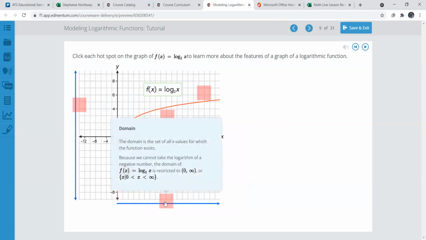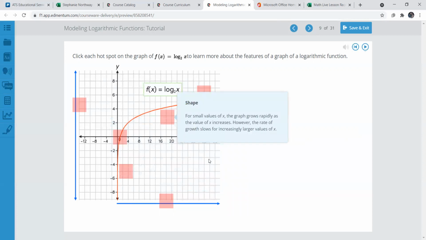Now let's go to this line here. This is the domain of our graph, okay? So think of this part as our domain. And the domain is the set of all x values for which the function exists.